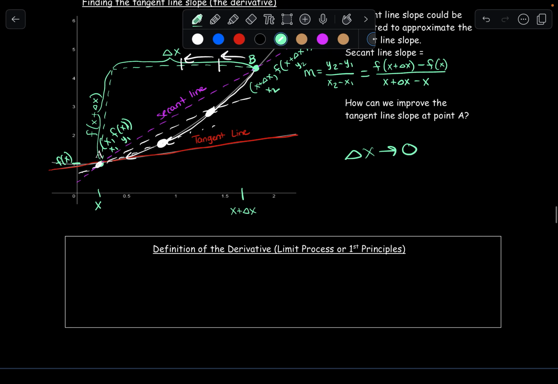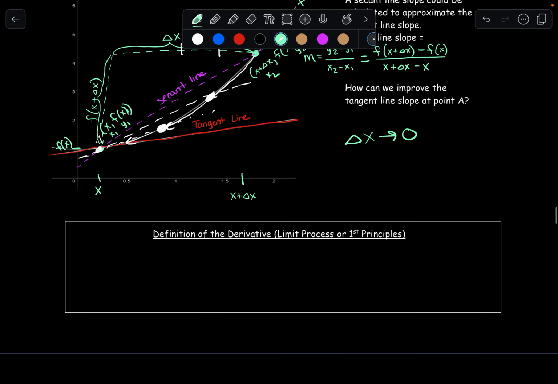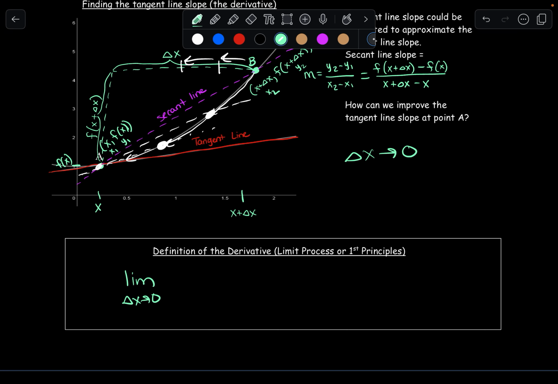Now, this is what creates the definition of our derivative, okay? So we have the limit as delta x approaches 0, and if we apply that to our secant line slope, this will give us the exact value of the slope of the tangent line at that point, okay? So the numerator is f of x plus delta x minus f of x. And then if you notice in the denominator, we have x plus delta x minus x. That just means we have a delta x left in the denominator.